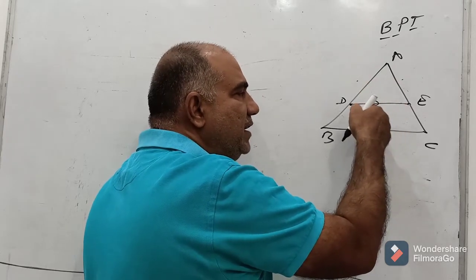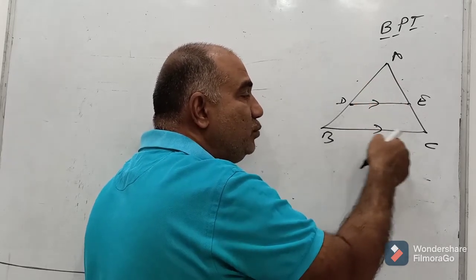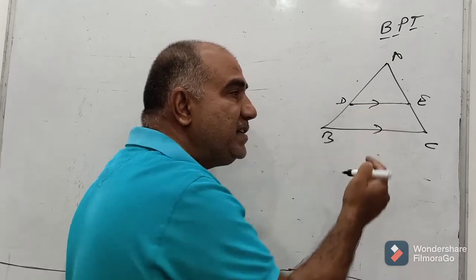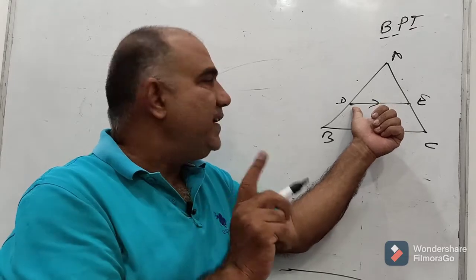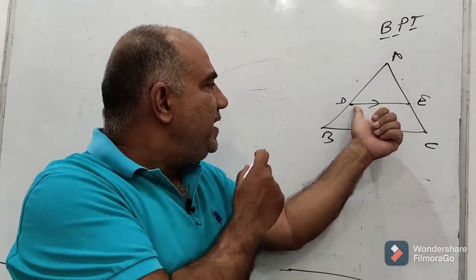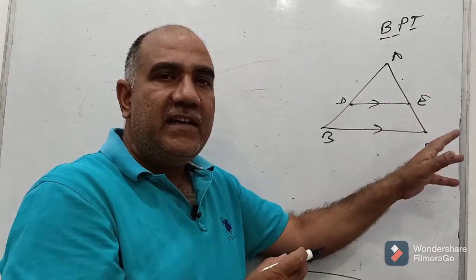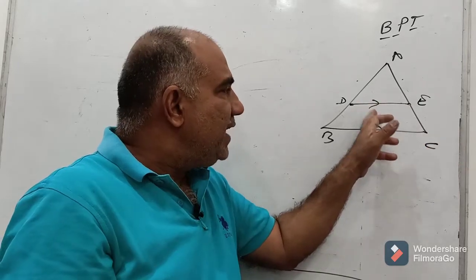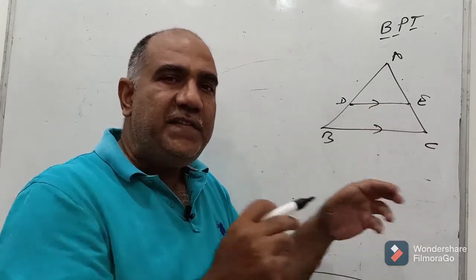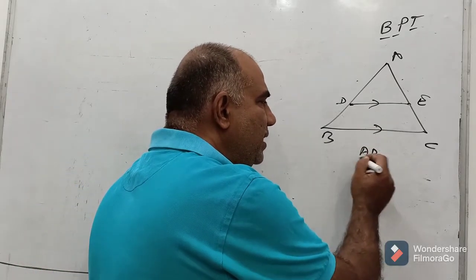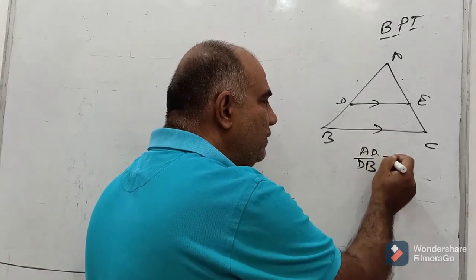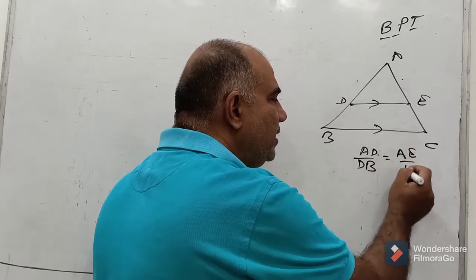So we say okay, DE line is parallel to BC, and DE line intersects AB and AC at two distinct points. You can see it here. It is intersecting AB at D and AC at E. It intersects. So this line DE will divide AB and AC in the same ratio. This means what? AD upon DB will be equal to AE upon EC.